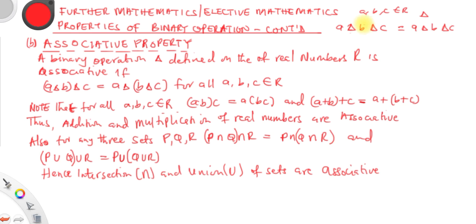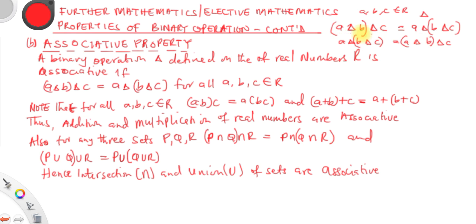So you put the bracket around the first two on one side, and on the next side you put the bracket around the last two. You can also write it as A triangle B triangle C equal to A triangle B triangle C, putting the bracket around the last two here, and around the first two on the other side. It doesn't matter the position.